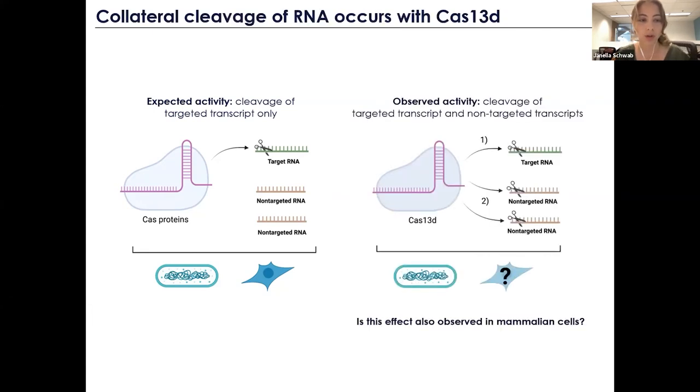However, some Cas proteins vary in this feature. For example, Cas13D is a Cas protein that targets RNA instead of DNA, and it's known to cleave the target as expected, but then go crazy and cleave random sequences, which is called collateral cleavage. This is reported extensively in bacteria through in vitro work, but we wanted to explore this effect in mammalian cells, especially since there have been conflicting reports on this, and many CRISPR-Cas applications are therapeutic, so this would pose an issue for that. Next slide.